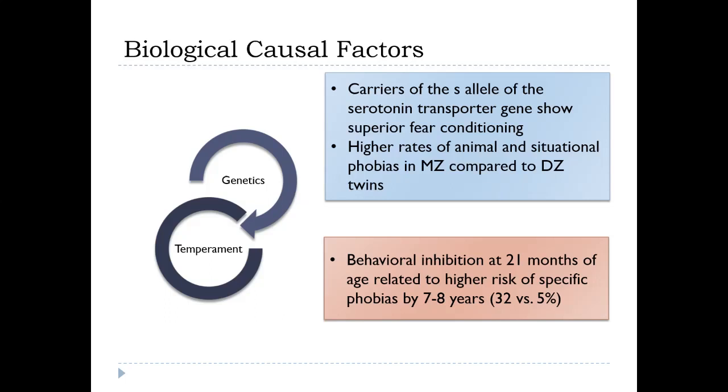And research shows that behavioral inhibition at 21 months of age, so fairly early in life, is related to higher risk of specific phobias by 7 to 8 years of age. So you see 32% of the behaviorally inhibited infants go on to develop a specific phobia versus only 5% of infants who are not behaviorally inhibited. So that genetically inherited temperament seems to play a significant role.